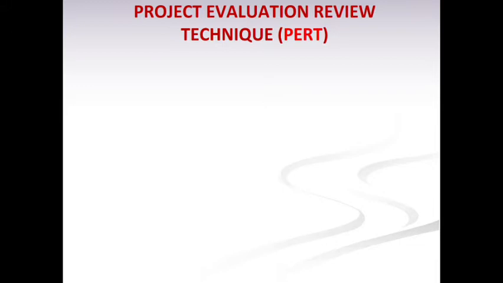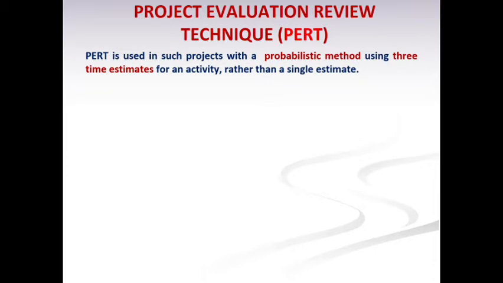In certain projects like research and development, new product introduction, it is very difficult to estimate the time of various activities. Hence, PERT is used in such projects with a probabilistic method using 3 time estimates for an activity rather than a single estimate. The 3 time estimates are optimistic time, most likely time, and pessimistic time.